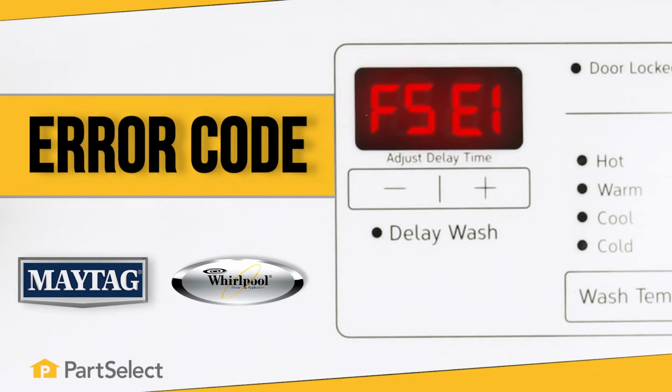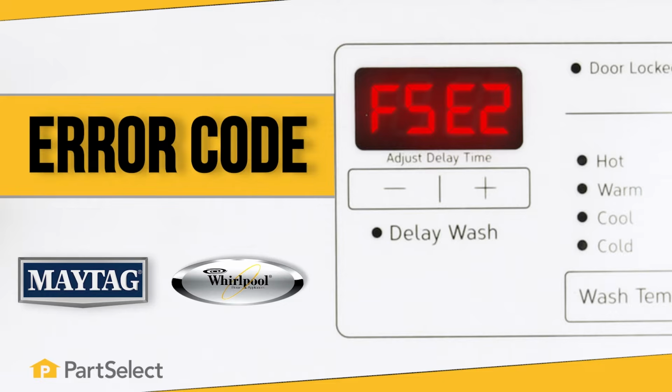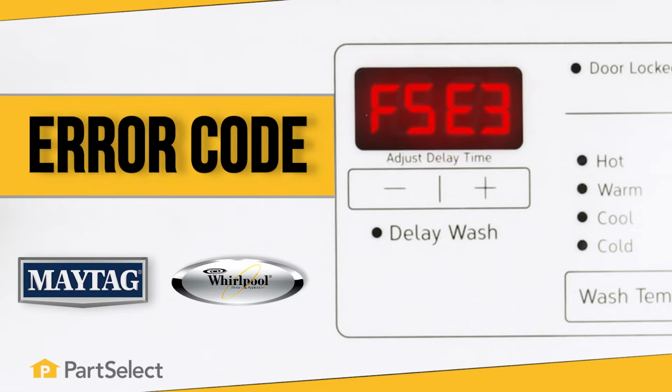What does the F5 E1 error code mean? The F5 E1 code indicates that the door or lid either cannot lock or cannot unlock, most likely due to a problem with the door lock, lid switch, or control panel. What does the F5 E2 error code mean? The F5 E2 code shows that the door or lid cannot lock due to a blockage in the door latch or lid switch assembly.